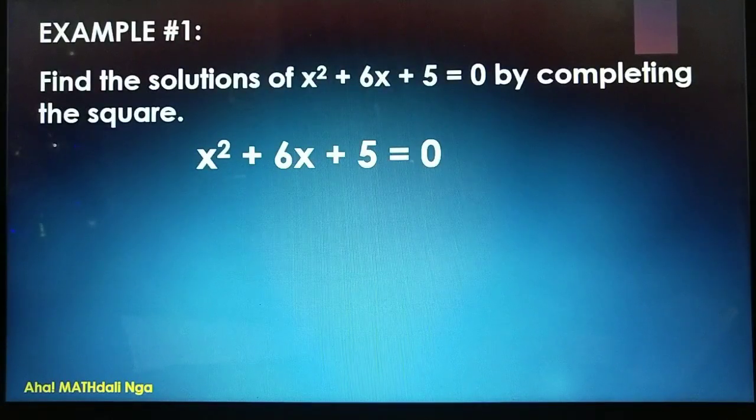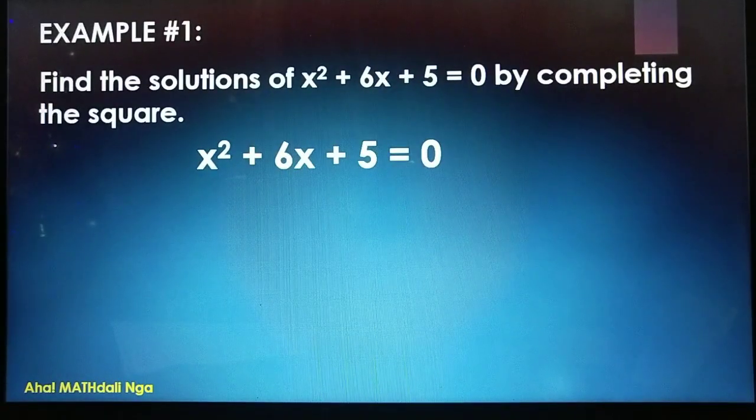Let's have the first step. Divide both sides of the equation by a, then simplify. As you have observed, our a is equal to 1, so we need not divide it by 1 because we will go back to its equation. So we will proceed now to the second step, which is to write the equation such that the terms with variables are on the left side of the equation and the constant term is on the right side of the equation.